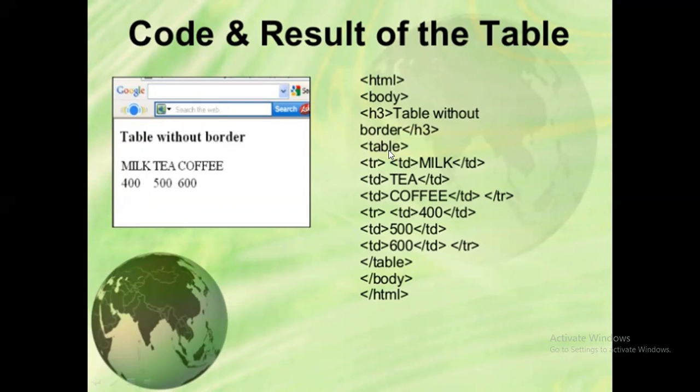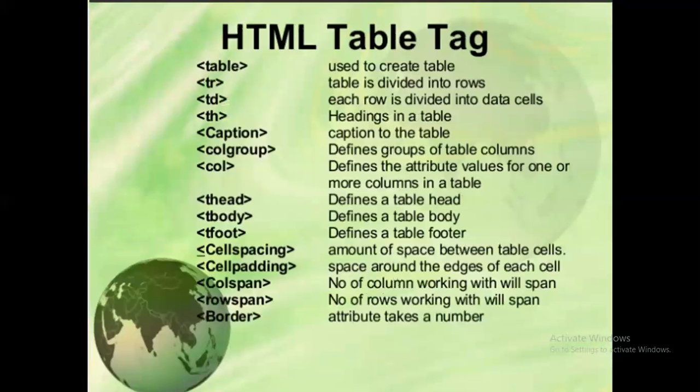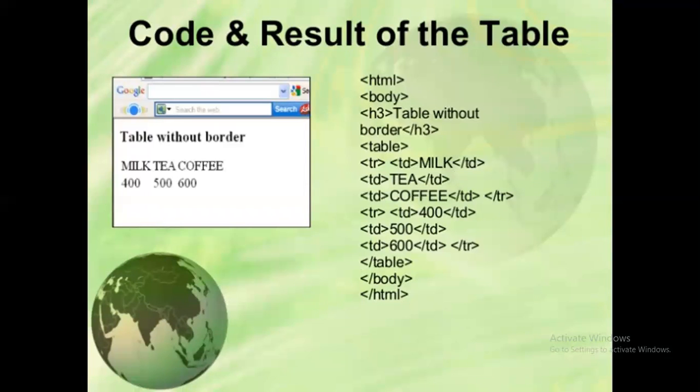Now is the making of the table. The construction of the table starts with this tag, table. After that, TR and TD. Please note TR is for division of the row, and TD is where each row is divided into data cells. Like here it is written, we are taking TR. Kindly look here. TR opens here, but closes here.